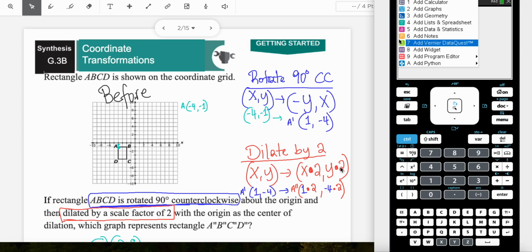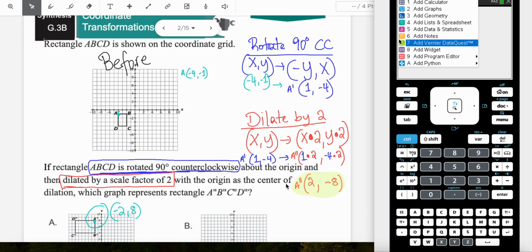Okay, so we're going to work that out. What is 1 times 2? 1 times 2 is going to be 2, comma, -4 times 2 is going to give us -8. And this is the A prime prime that we are looking for. So I'm going to highlight it. This is the one that we are looking for.